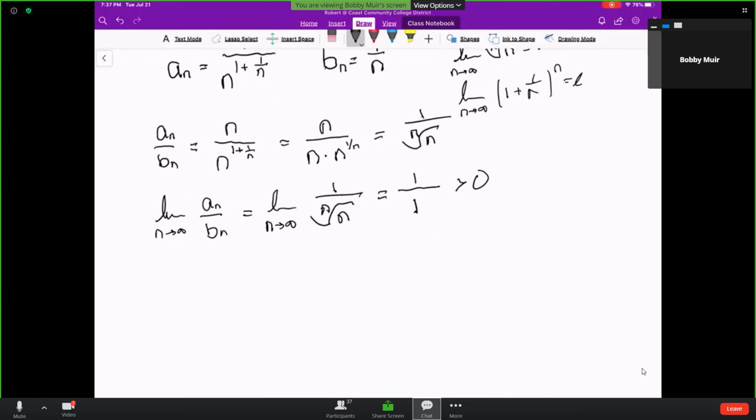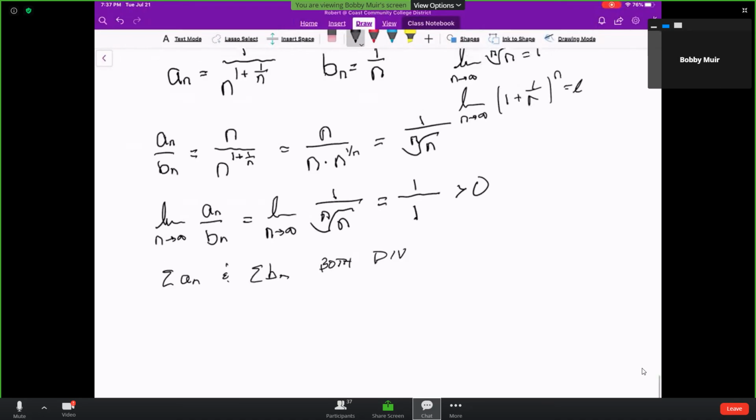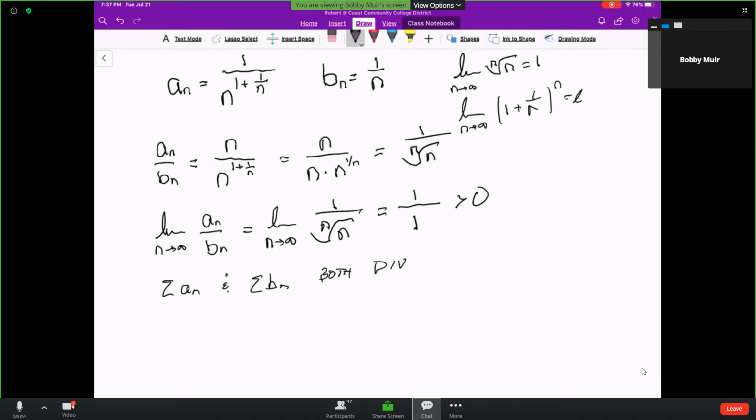So the series an and bn both diverge because the bn diverged. Okay, so that was a problem in there.